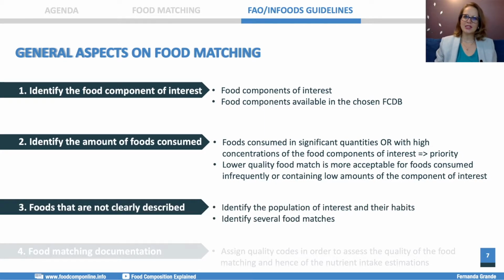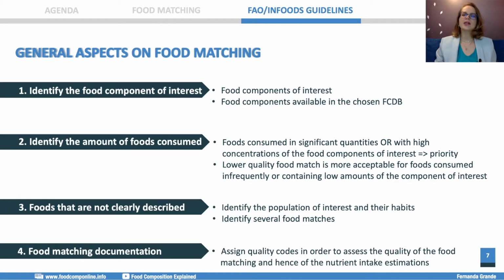The third criterion: for foods that are not clearly described in the surveys, it is important to identify the population of interest and their habits to attribute the best food match. In some cases, it is important also to identify several possible food matches, especially for foods of high consumption, to represent what is consumed in the country.